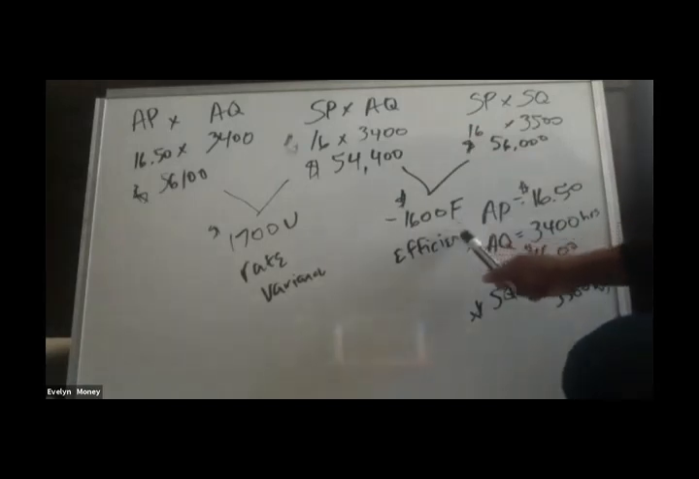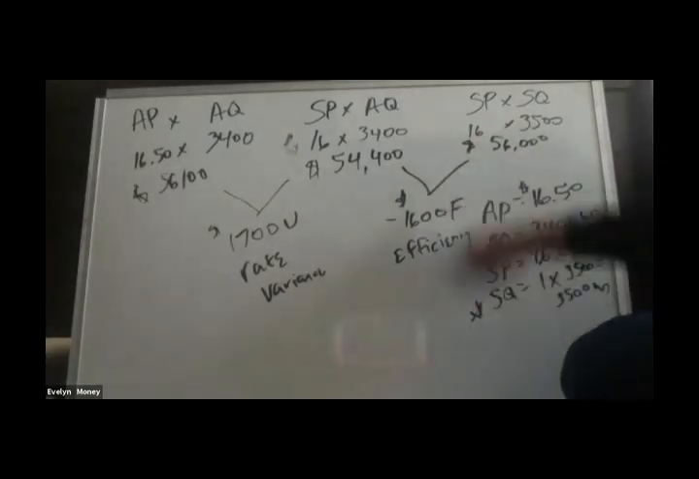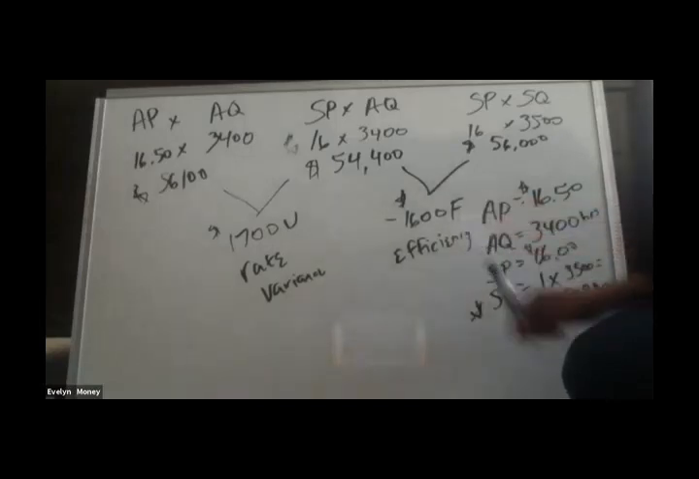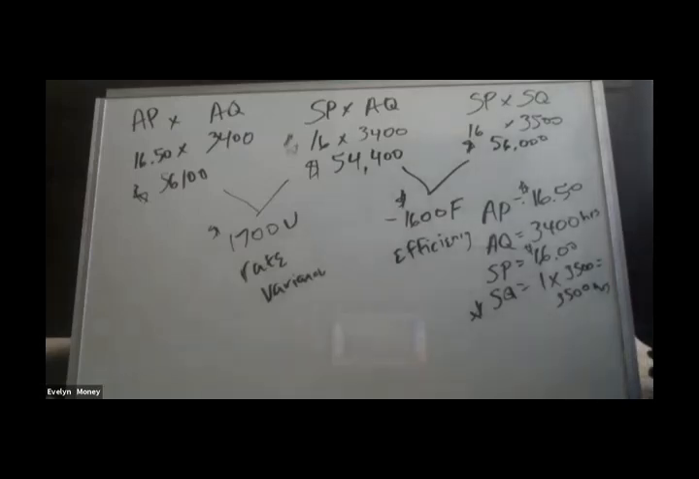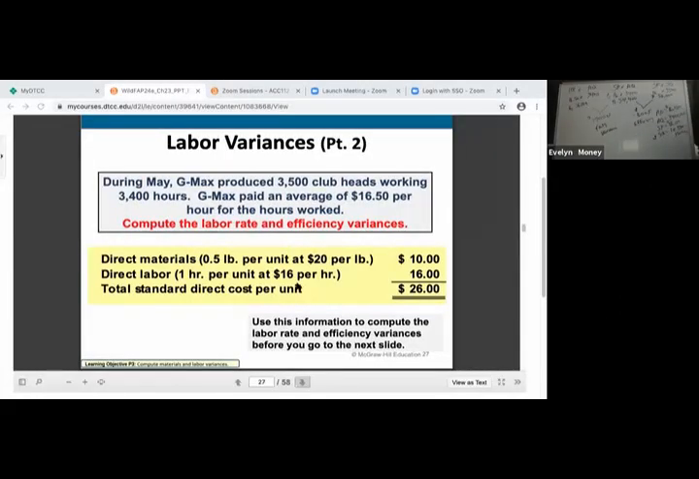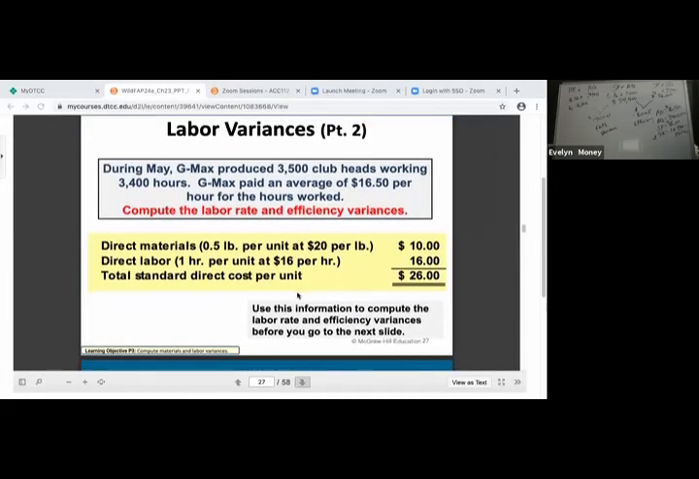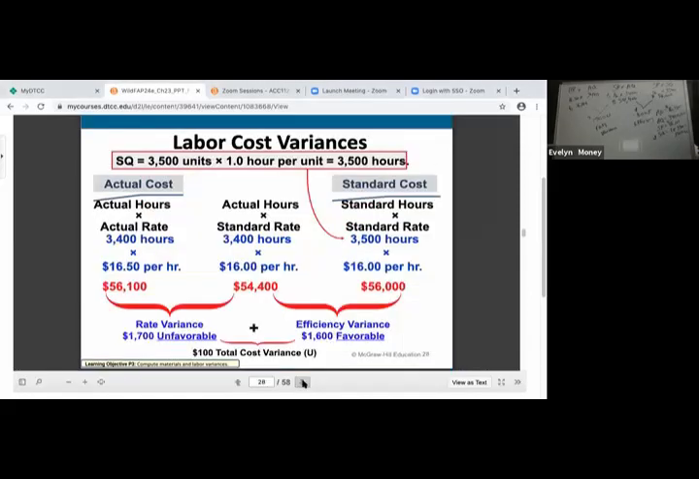Even though this is in dollars, this means that my people worked for less time than what I planned for them to do. But this one means that I paid them more. Now, let's see this all nice and neat on the slides again, because the important thing is explaining why we have these rate and efficiency variances. So I'm going to show you this all nice and neat on the slide. Come on, slide.